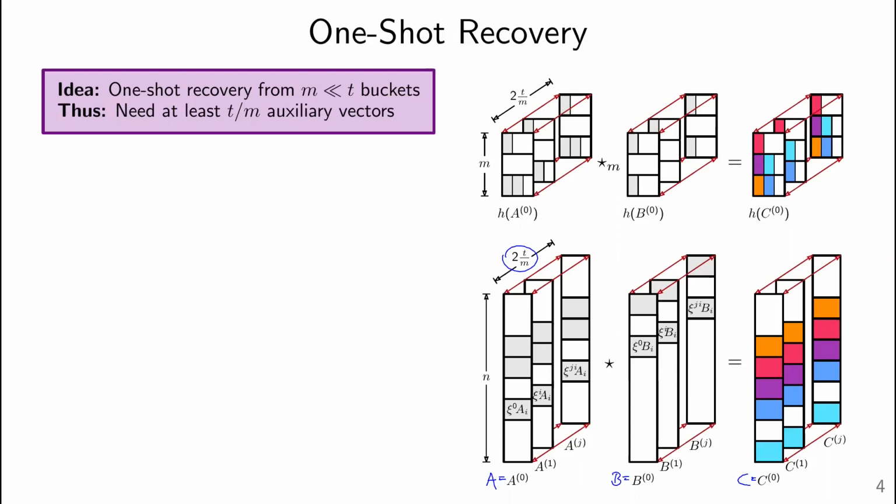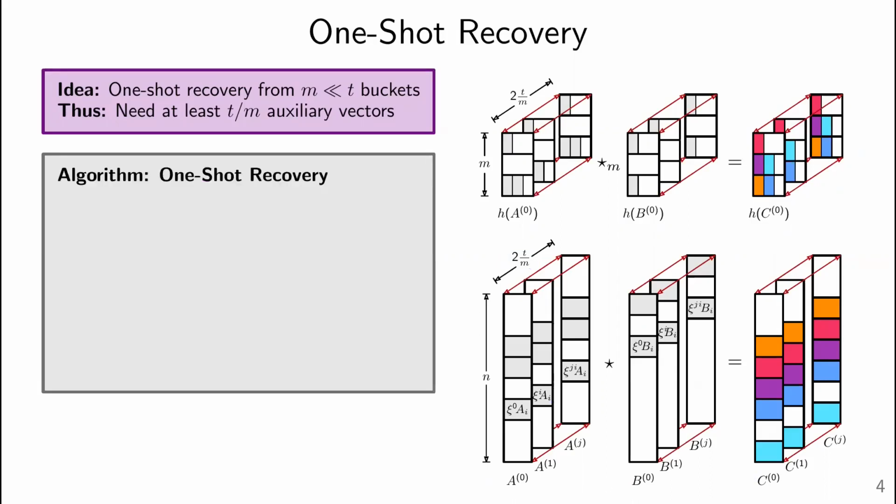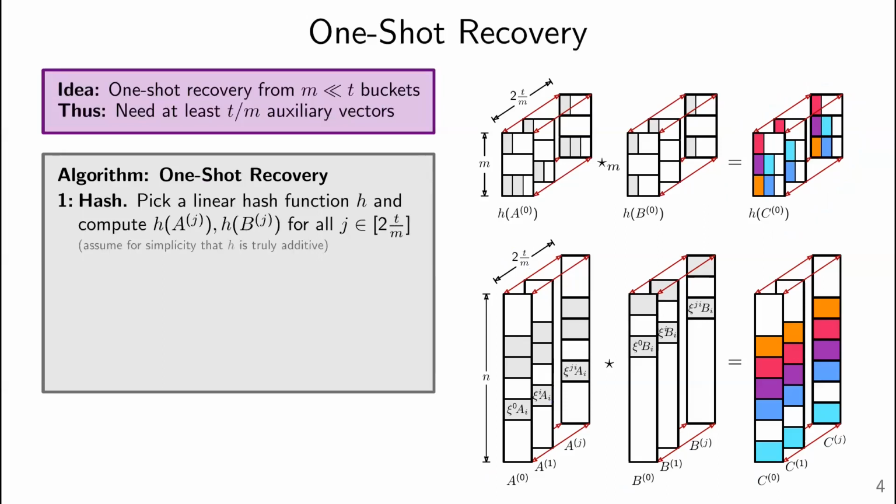Okay, here's the algorithm. Let's call it one-shot recovery. And it has the very same three steps. First, we hash. For that, we pick a linear hash function. Recall that this is option 2 from the previous slide. And we hash the auxiliary vectors of A and B with this hash function. Now, for simplicity, I'm assuming that this function is truly additive, because the almost additiveness versus additiveness issue here indeed only is a technical complication.